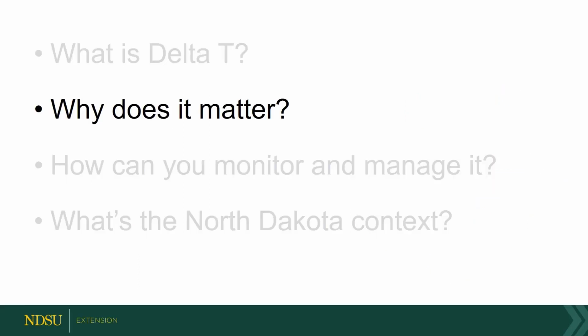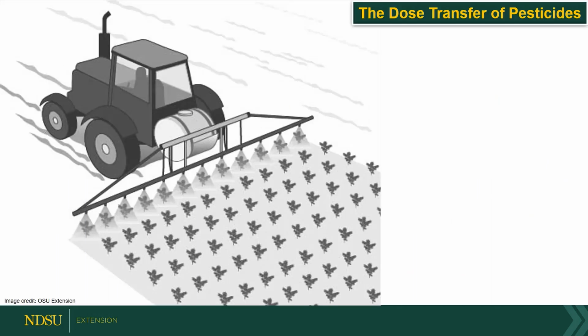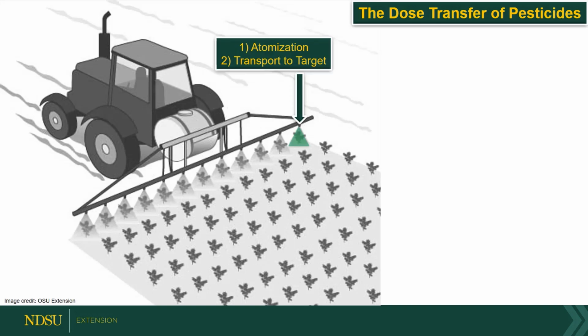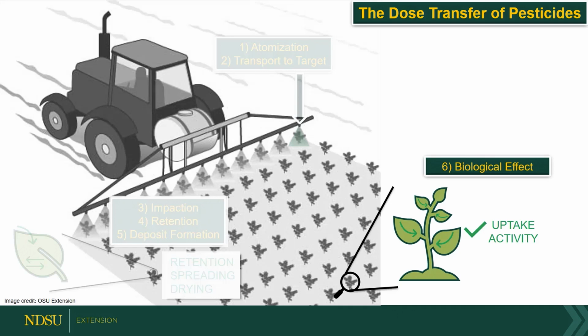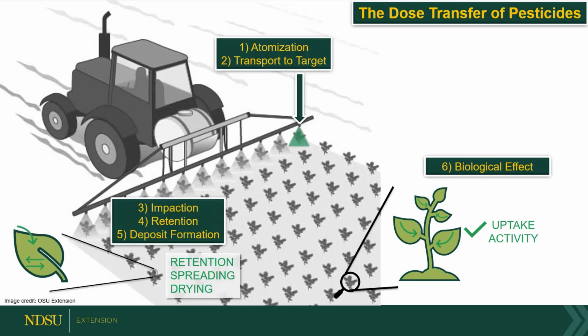So why does this matter for pesticide spraying? To get to that question, it helps to understand a little bit about how pesticides get from the spray tank to the target to have biological activity. So first, that liquid needs to be atomized into droplets, and those droplets need to transport to the target. Then those droplets need to impact the target, be retained on the target, and form a deposit on the target. And then finally, those droplets will have a biological effect on the target. And here I'm going to focus on herbicide use, so it's going to be a biological effect on the target plant. So there are things that can happen along the way that can interrupt this process.